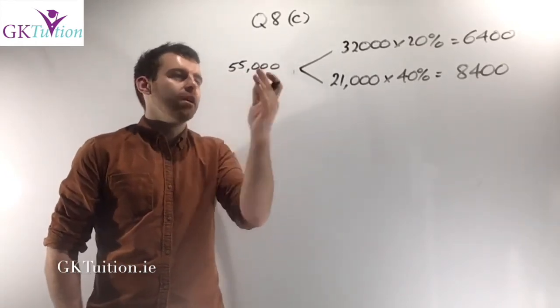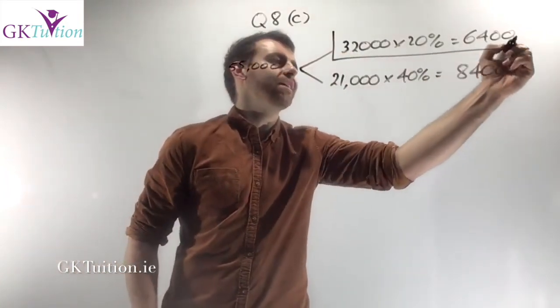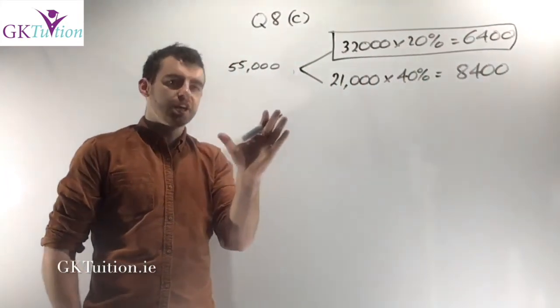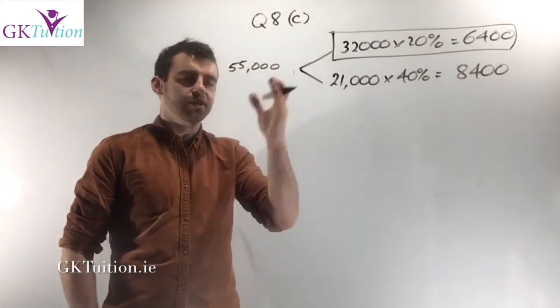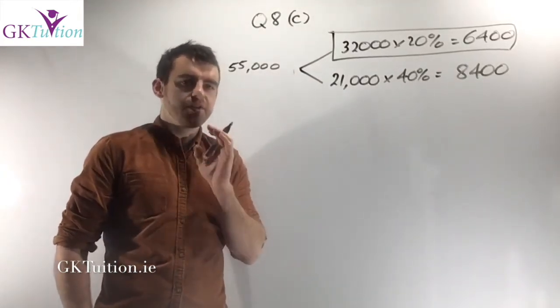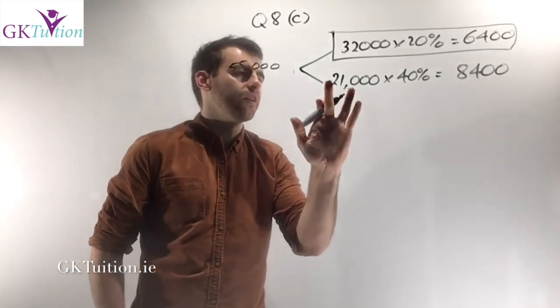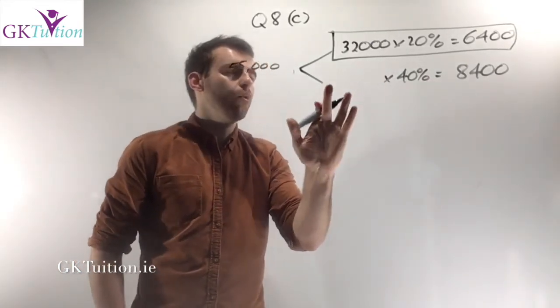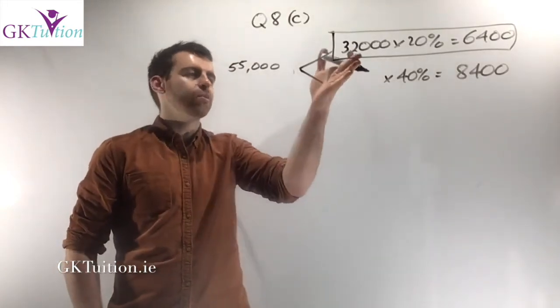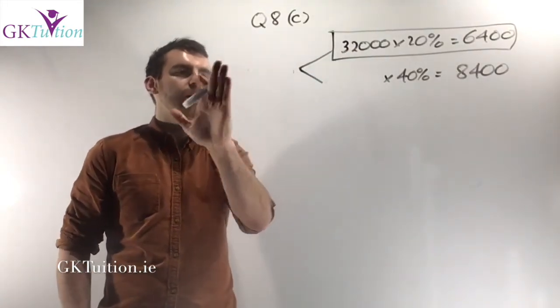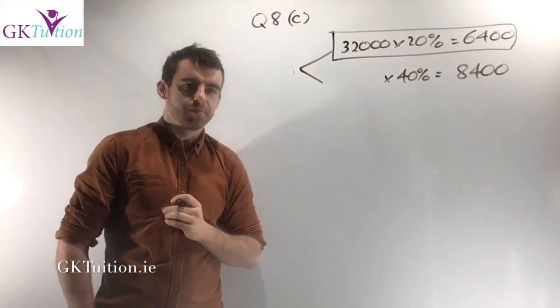If it did, this entire line would stay the exact same. Nothing would change about that line. He would still pay 20% on the first €32,000 he earns. The thing that would change is this figure. This figure would no longer be 21,000. It would be more than that, because the difference between 32,000 and the amount he's earning is more than 21,000.